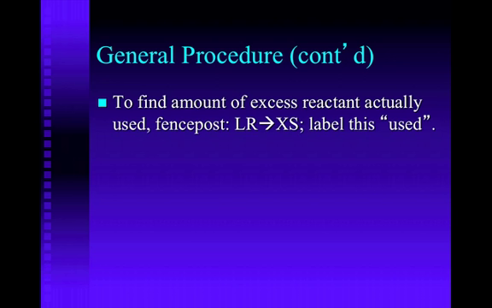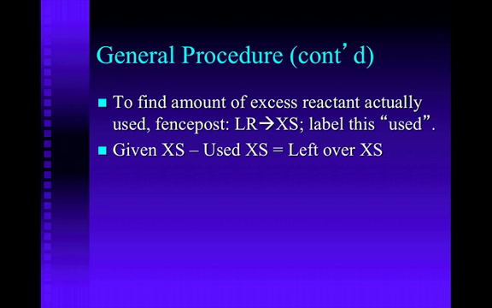Sometimes you might want to know how much of the excess reactant actually gets used so you can figure out how much you have left over. In that case, you make a fence post from the limiting reactant to the excess reactant, and your answer is going to be how much of the excess reactant actually got used. Then you subtract the given amount of the excess reactant, how much it gave you at the initial part of the problem, in the word problem, in the story, minus your answer for what you calculated was used, and your result is how much is left over.